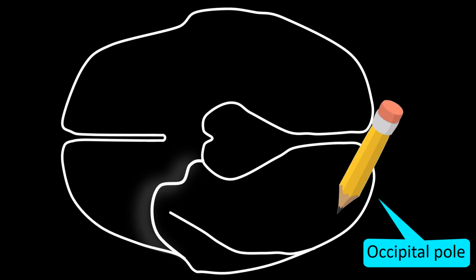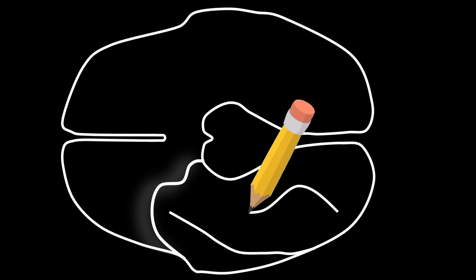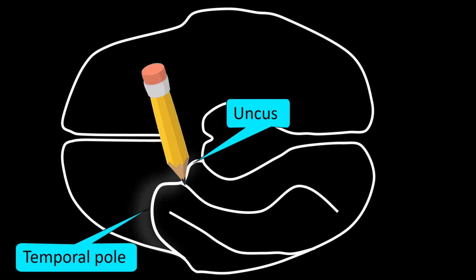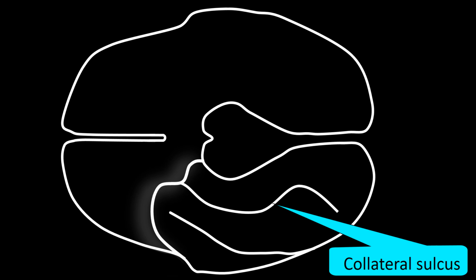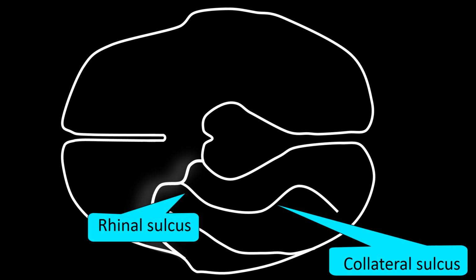Go back again almost to the occipital pole, draw a wavy line first going towards the figure resembling the heart, then following the figure's contour at a distance to reach the point between the temporal pole and the uncus. This is the collateral sulcus. The most anterior segment is the rhinal sulcus.